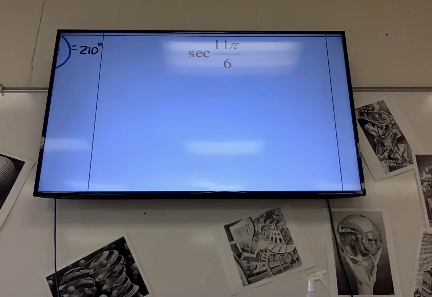Now remember, a whole circle is 360. Now start here and draw around 330, a whole circle is 360. And then draw your reference triangle. Good, that's right. Yep.